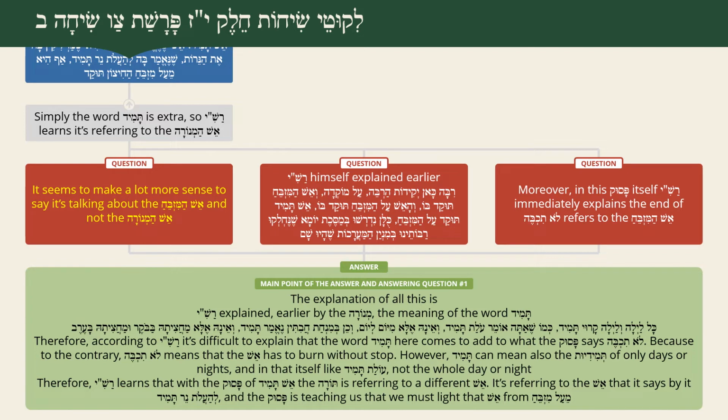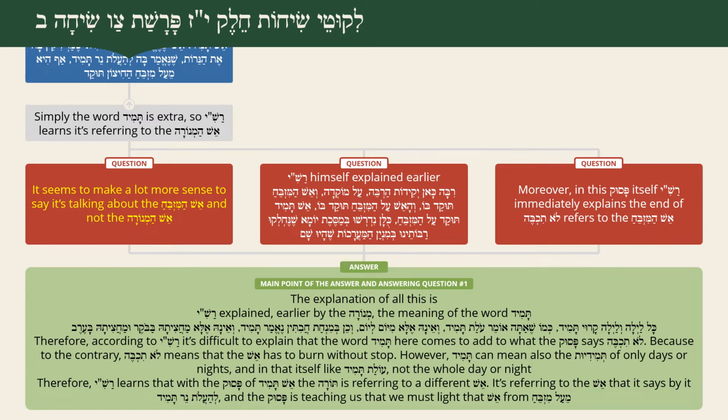Ve'eina ela miyom l'yom. It's only brought from one day to the next once. Ve'chein b'minchas chavitin. So too by the minchas chavitin, which the kohen gadol brings, namar tamid. It also says tamid. Ve'eina ela machatzisa ba'boker u'machatzisa ba'erev, and it's only brought half in the morning and half in the evening. Because of this explanation of Rashi, according to Rashi, it's difficult to explain that the word tamid here comes to add to what the pasuk already says, lo sichbeh. Because to the contrary, lo sichbeh means that the eish has to burn non-stop, without any stop whatsoever. However, tamid can mean also the tmidius of only days or only nights, like oilas tamid, which is not the whole day or the whole night.